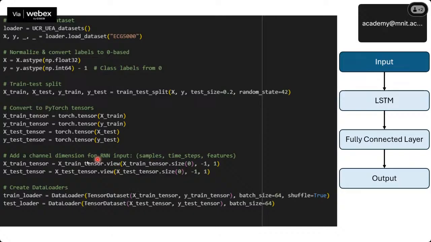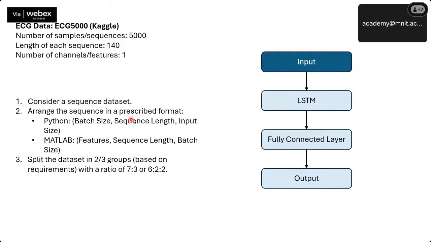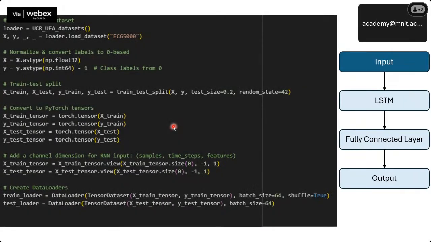In this particular piece of code, what we're trying to achieve is to convert them into the format that we talked about here: batch size, sequence length, and input size. Finally, the first dimension of the tensor should have the batch information. The second dimension should have the sequence length information. The third dimension should have the input size information. I think that's clear, and we can do that by making use of this particular line of code.